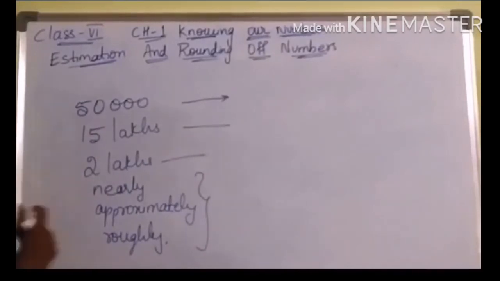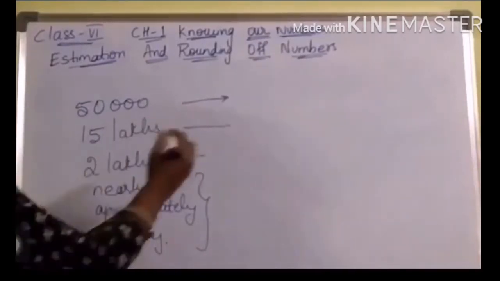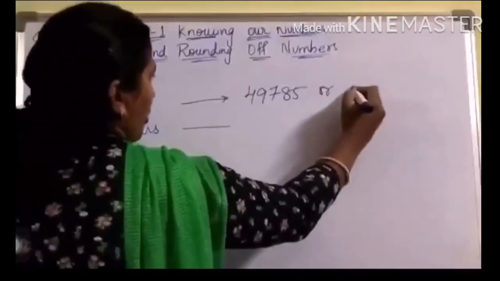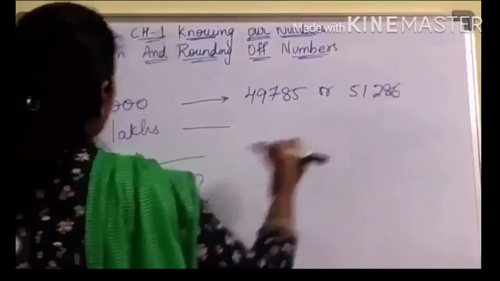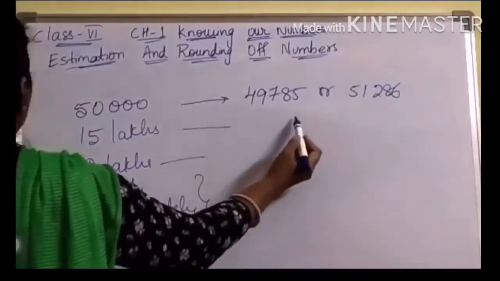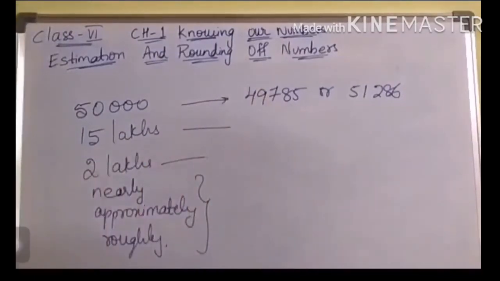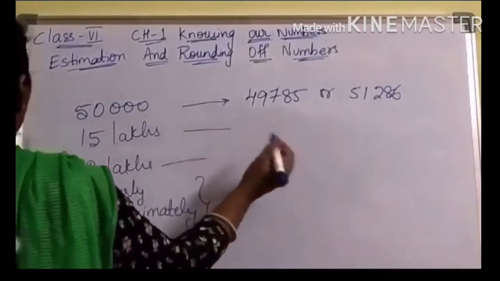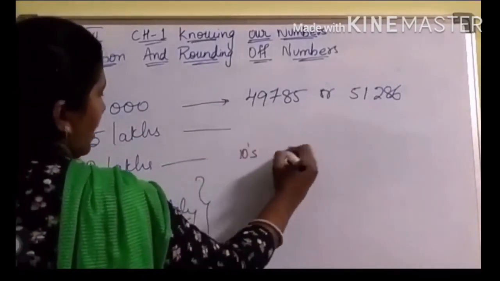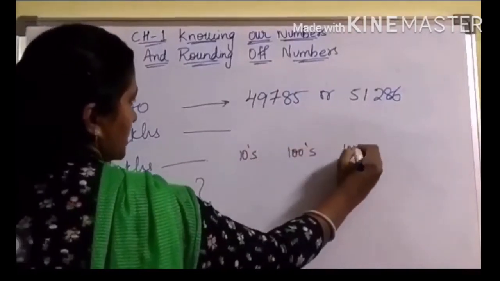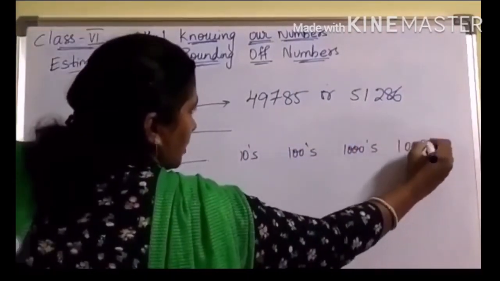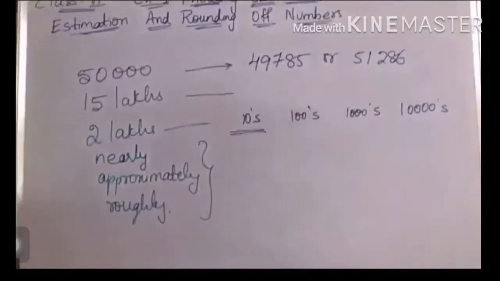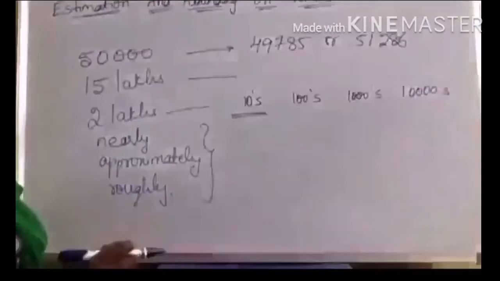Now, in fact, 50,000 may be 49,785 or 51,286, isn't it? So it may be a little less or more, but not exact. Estimation is also a good way of checking answers. So here we usually round off the numbers nearest to tens, hundreds, thousands, 10,000s. Now I'm going to explain how to round off the numbers nearest tens, hundreds, thousands and 10,000s. Is it clear?